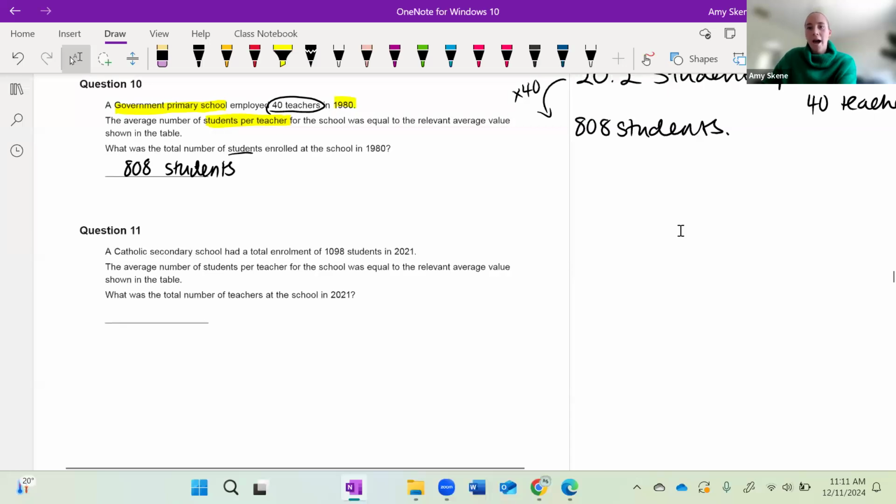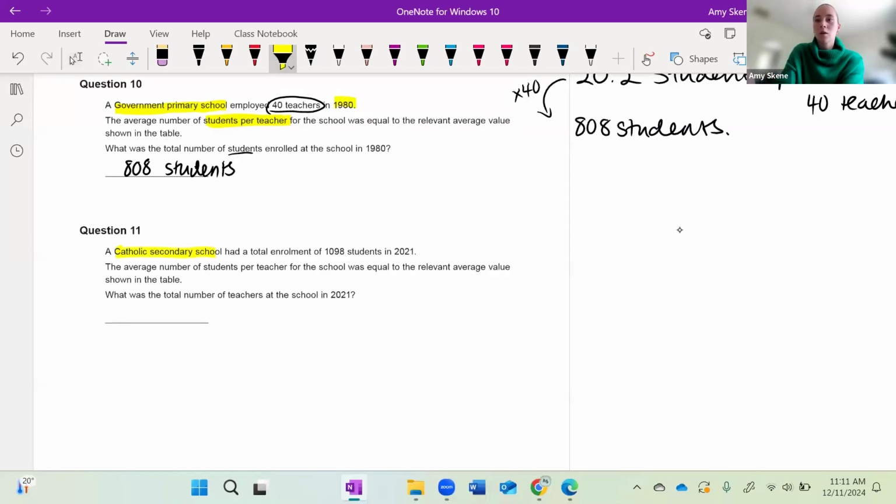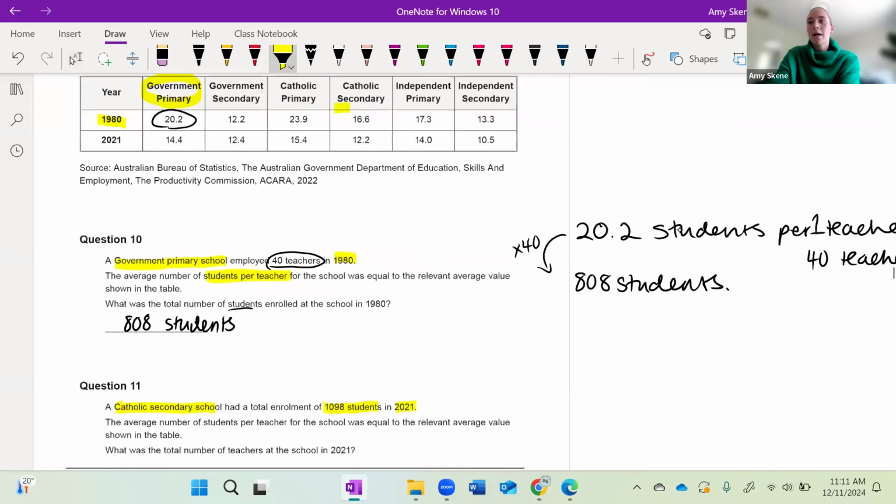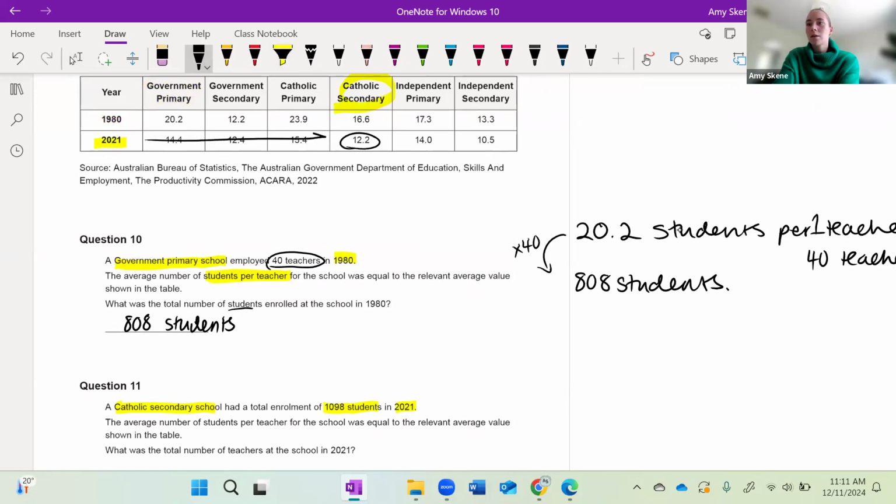Question 11, a Catholic secondary school had a total enrollment of 1,098 students in 2021. So Catholic secondary school, I'm now going to go to Catholic secondary. We are talking about 2021, so no longer 1980. Now, the value we are talking about in the middle is going to be 12.2. So we are talking about 12.2 students per one teacher again.